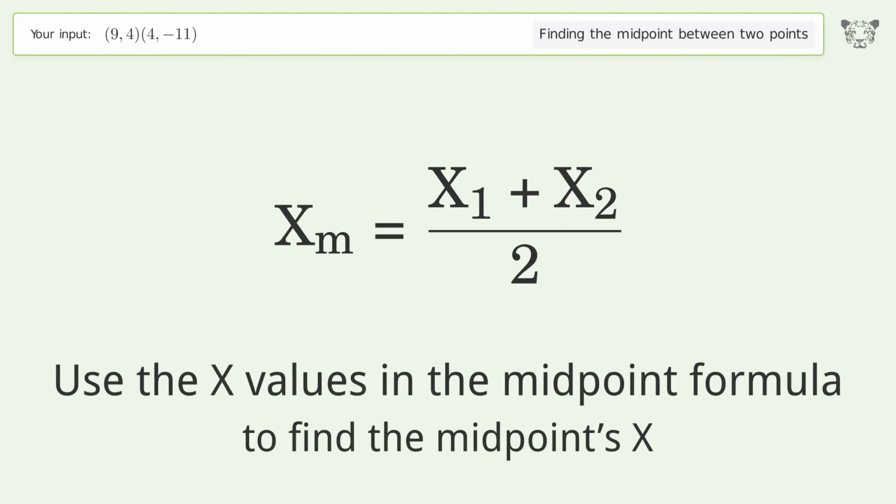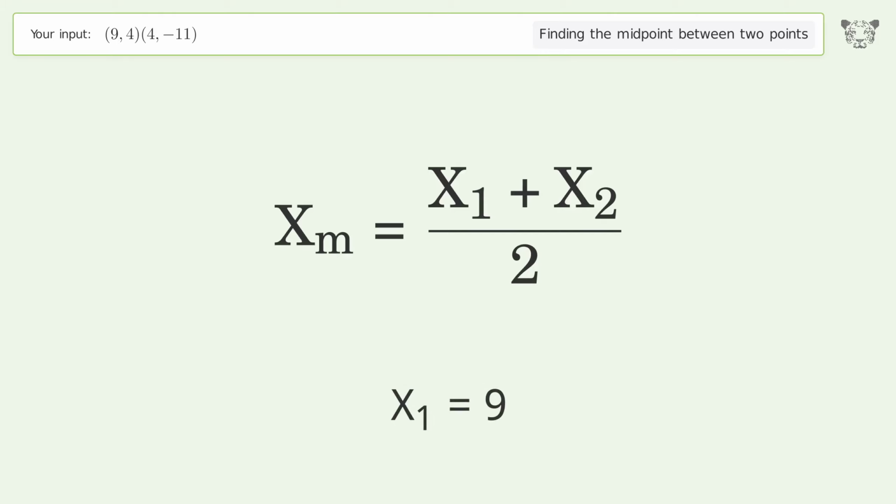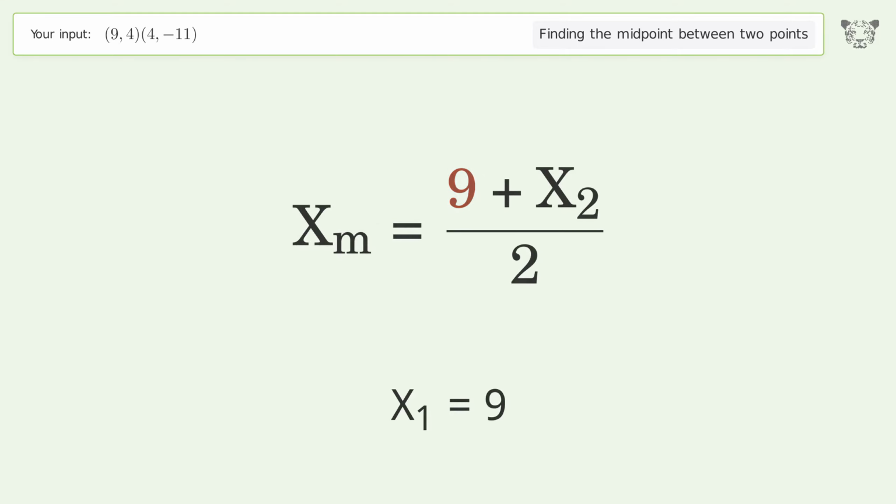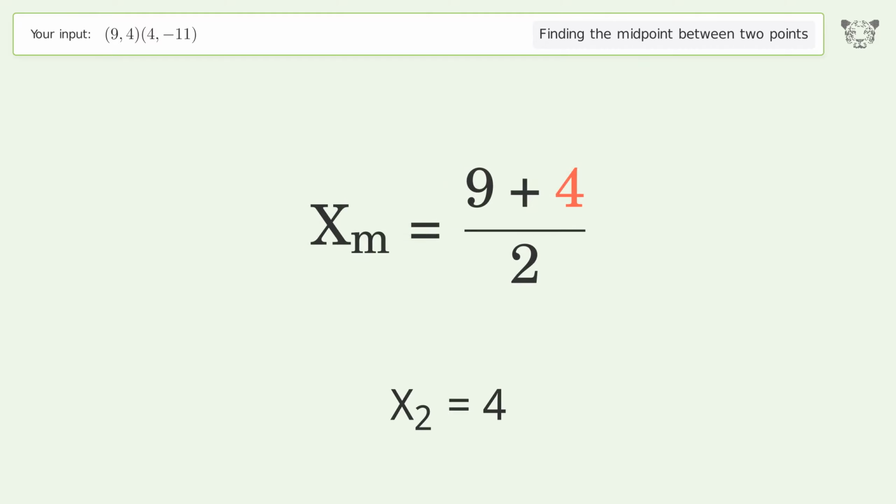Use the x values in the midpoint formula to find the midpoint's x. x1 equals 9. x2 equals 4. Simplify the arithmetic.